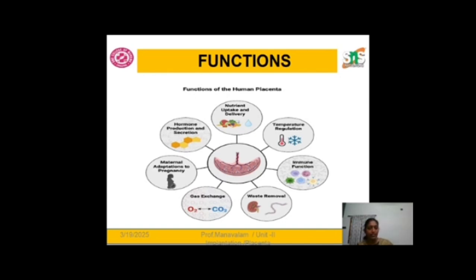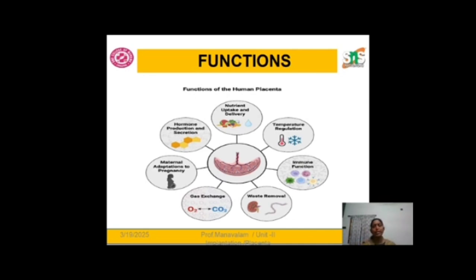Here the estrogen and progesterone are essential for the continuation of the pregnancy and for the development of structures. The estrogen helps in the development of the connective tissue structures.